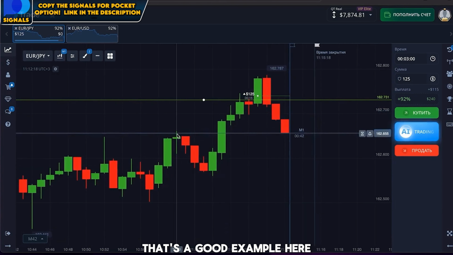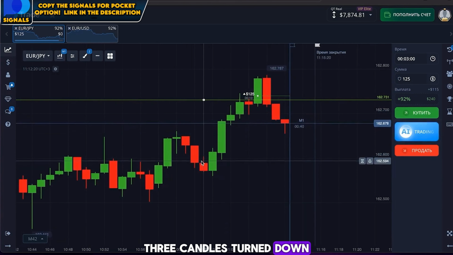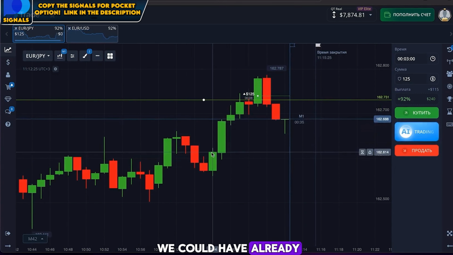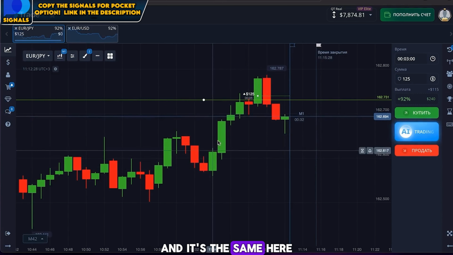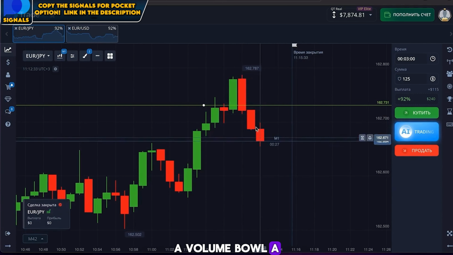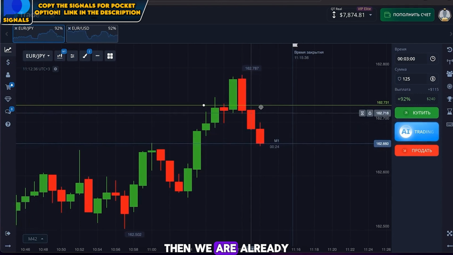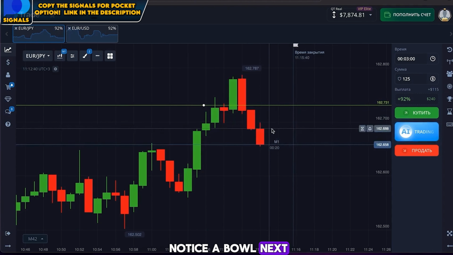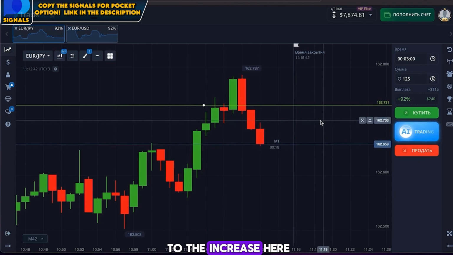That's a good example. Here, 3 candles turned down and then again started to turn up. So from this candle, we could have already bounced up. And it's the same here. That is, if now we see some volume here, a volume bull, a volume candle, then we are already supplementing for an increase. Well, or if we notice a bull next to it, then we also add to the increase.